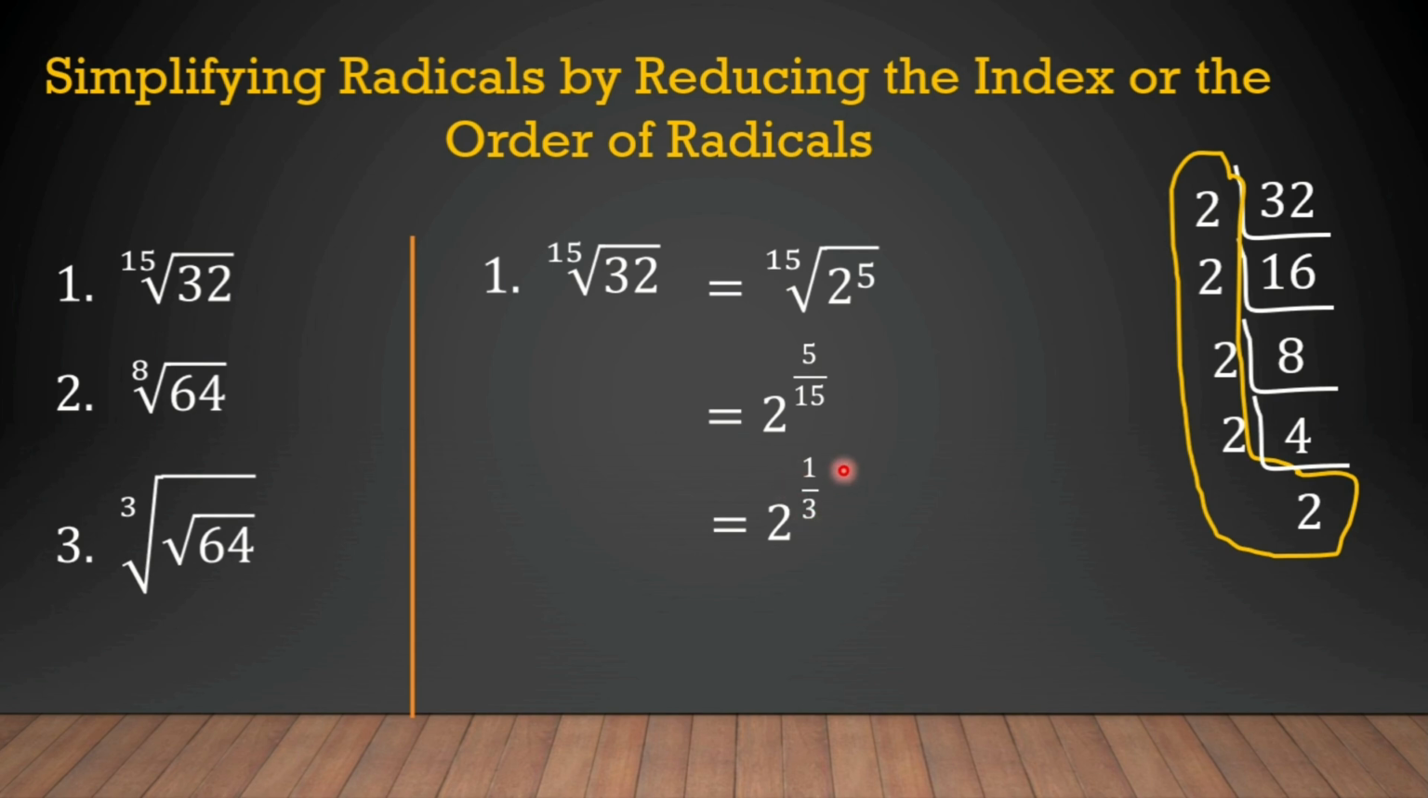Once the exponent is in lowest term, we can rewrite it into a radical expression. So, this 2 will be the radicand, the numerator 1 is here, we no longer write it, and the denominator will be the index. So, therefore, the 15th root of 32 is equal to the cube root of 2. If you notice, from the 15th root, it became just a cube root.